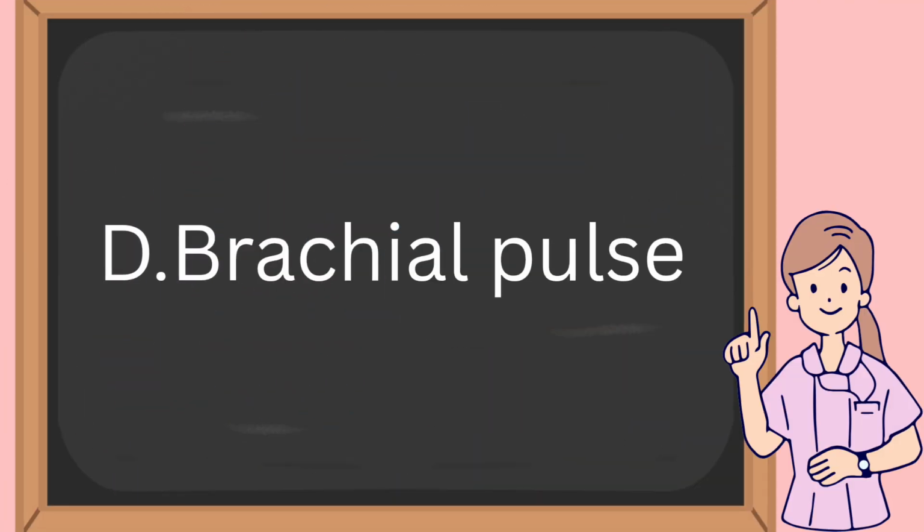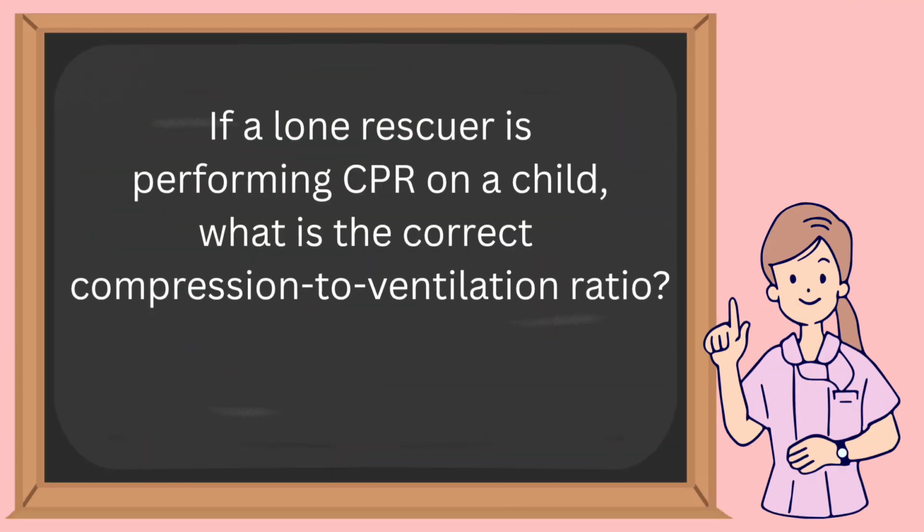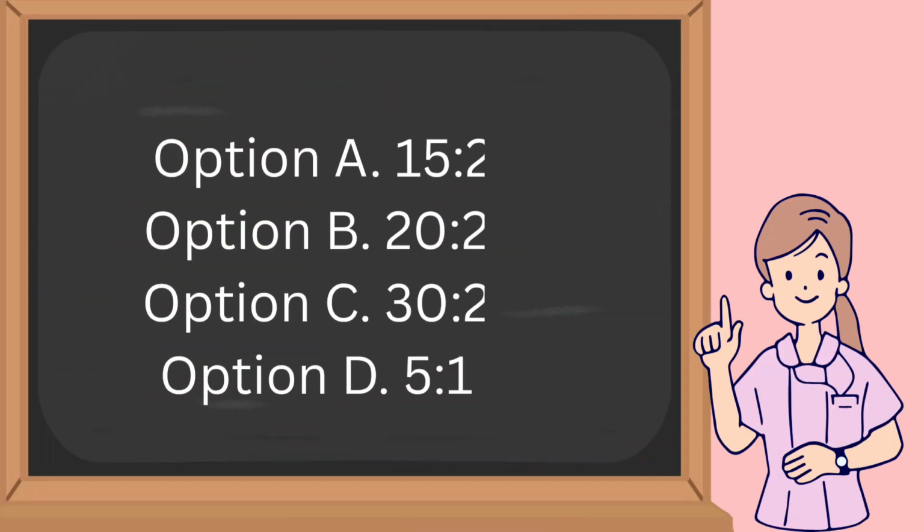D. Brachial pulse. Question 10. If a lone rescuer is performing CPR on a child, what is the correct compression to ventilation ratio? Option A 15 to 2. Option B 20 to 2. Option C 30 to 2. Option D 5 to 1.